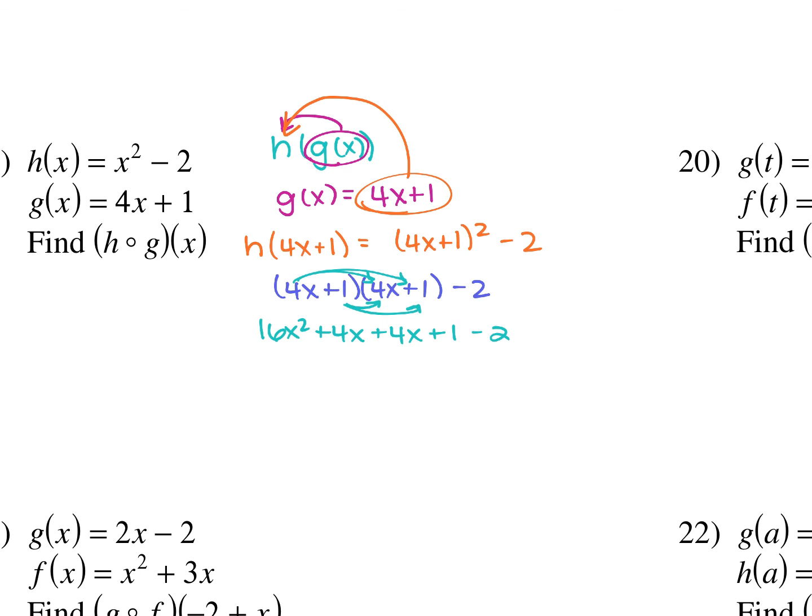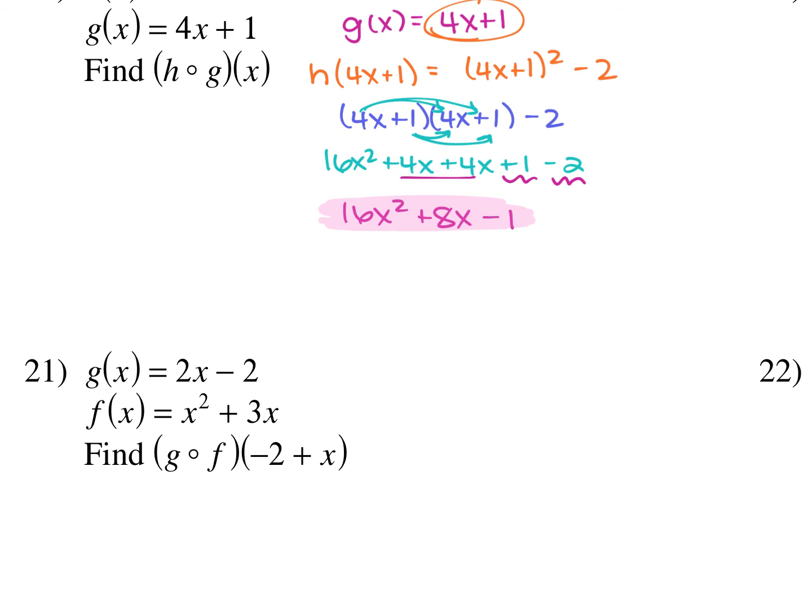From here, combine your like terms. The 4x plus 4x gives us 8x. So that's 16x squared plus 8x. Then you have that 1 and that minus 2, which gives us negative 1. So it's just 16x squared plus 8x minus 1.